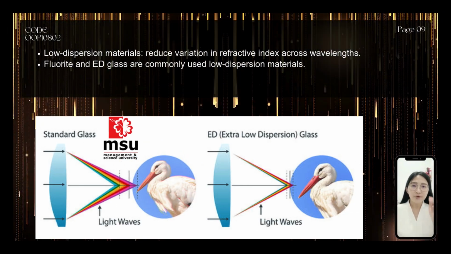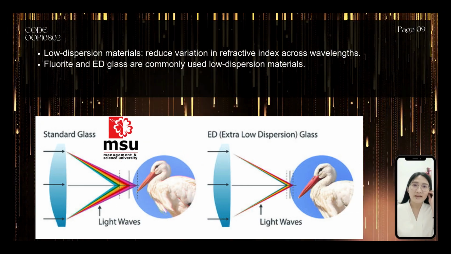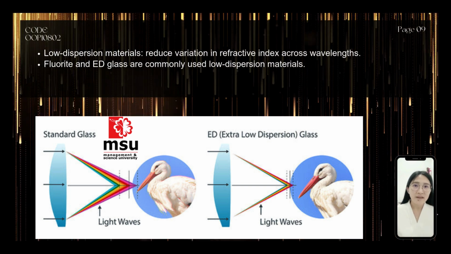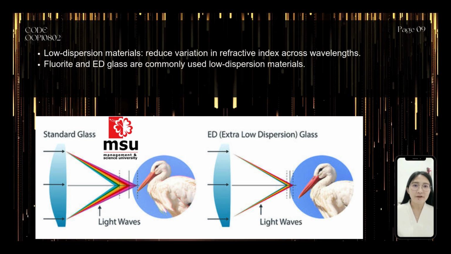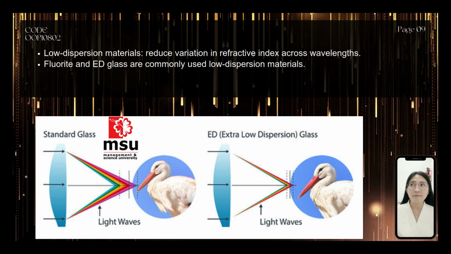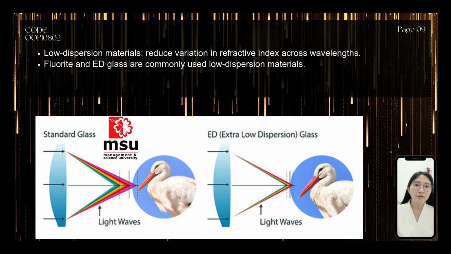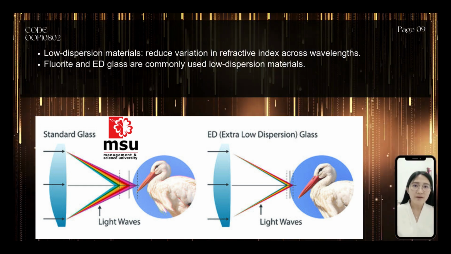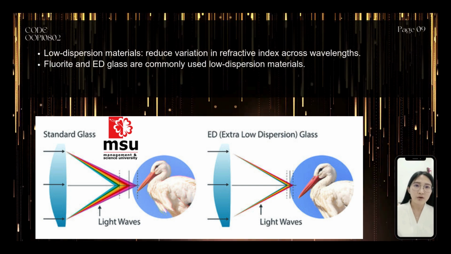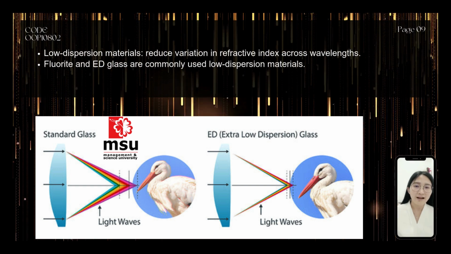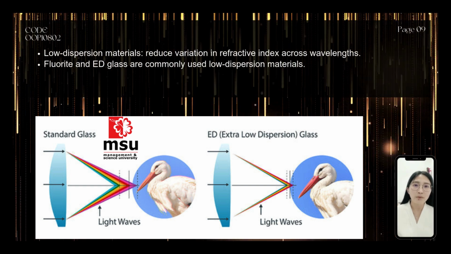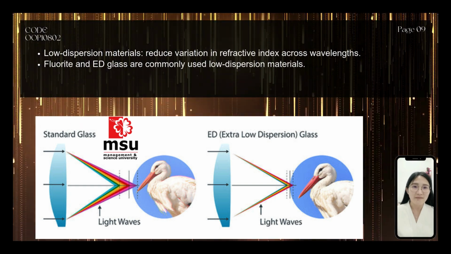Additionally, employing low dispersion materials in lens construction can minimize chromatic aberrations. These materials have reduced variation in refractive index across different wavelengths, allowing them to focus various colors closer together. Fluorite and specific types of extra-low dispersion glass are popular choices for low dispersion lenses.